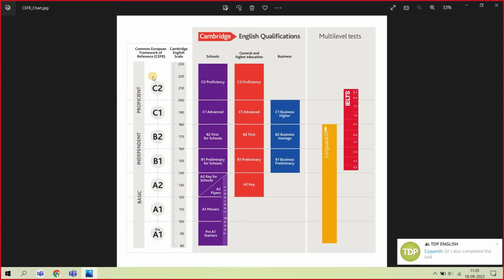Now on your left side here, you see some scale. It starts with the pre-level, that is A1. That is the most fundamental, the most basic level of English that a person can start with. It starts with A1 and then slowly progresses to A2. A1 is for the primary level, or there are students who are at the secondary level but still not able to speak well or communicate well.